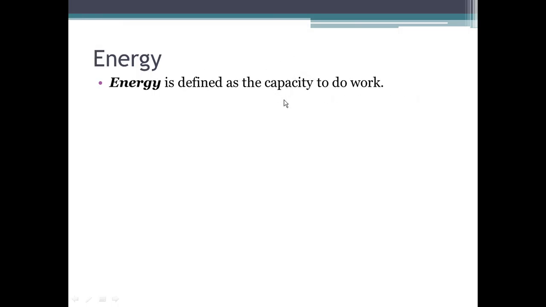Now, when we talk about the ability or the capacity of doing something, either this capacity is present or it is not. So when we say that energy is the capacity to do work, this means that energy could be present and energy could be absent depending on the situation. So how is it that energy was defined as the capacity to do work?